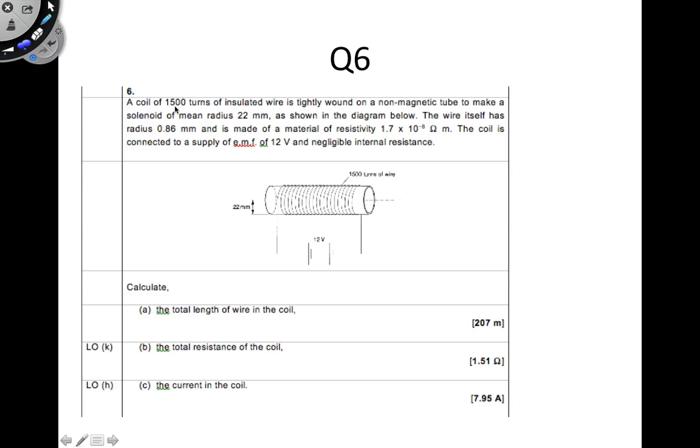In this case, there's 1500 loops, to make a solenoid. A solenoid is basically a long coil of wire. You have multiple coils together. Usually, you wrap it around a tube to keep the shape stable.